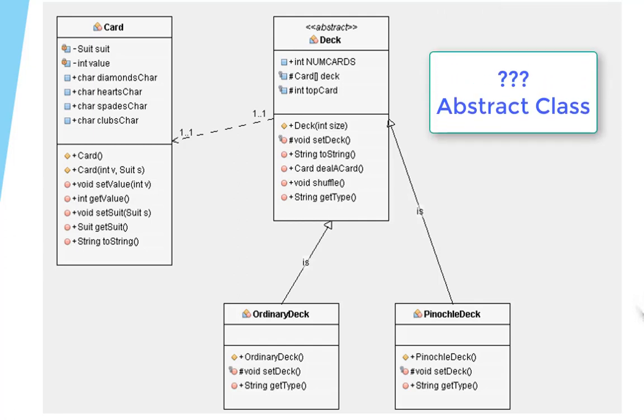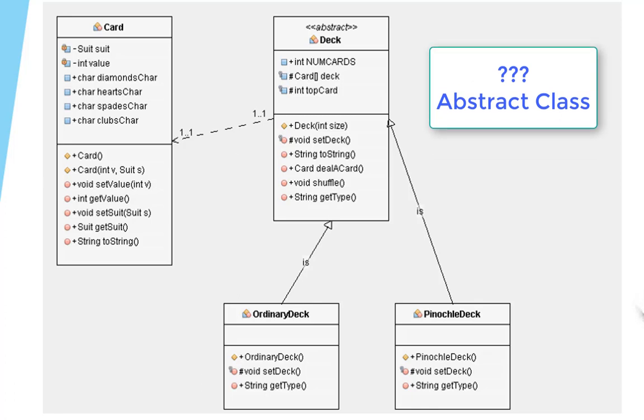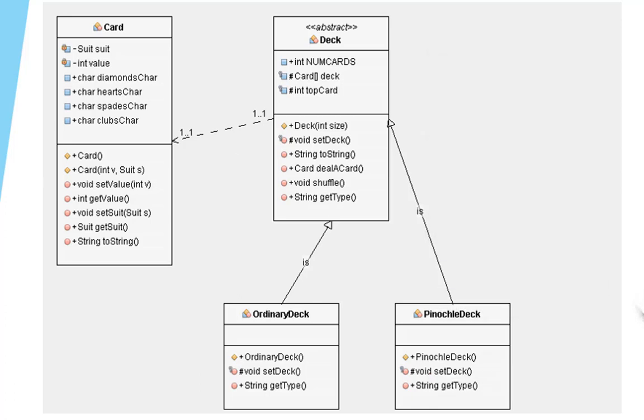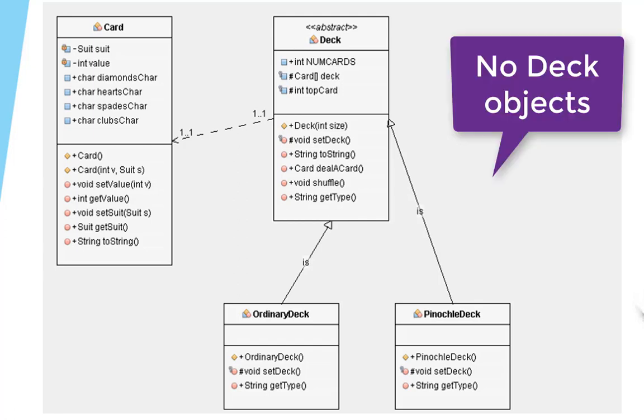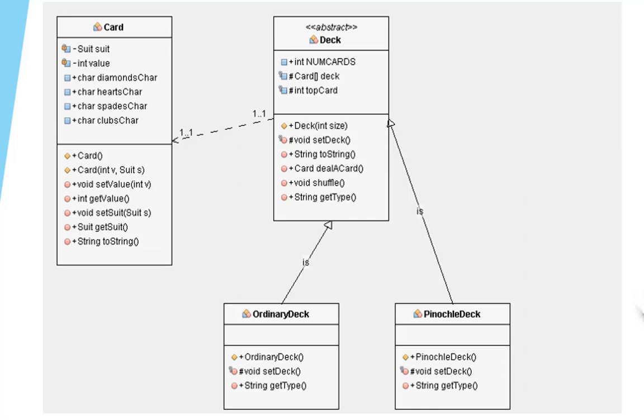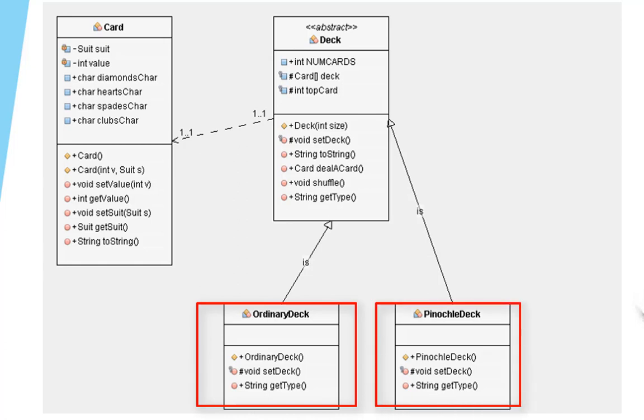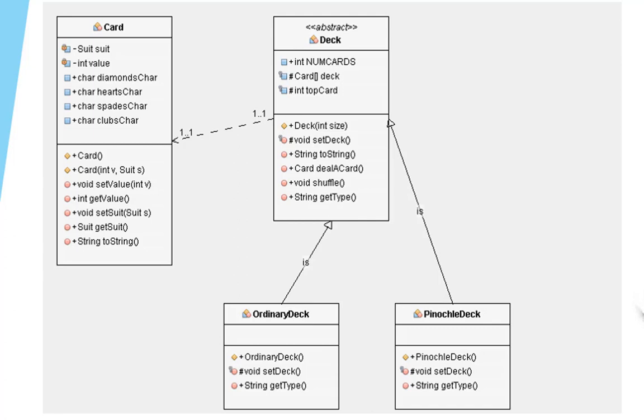Now recall from your readings and previous notes, what does it mean to be abstract for a class? Well, it means that we're not going to have any deck objects instantiated. We will only be able to instantiate ordinary deck objects or Pinochle deck objects. There will be no deck objects. However, we can use the deck reference to refer to an ordinary deck or a Pinochle deck object. Let's take a look at the code.